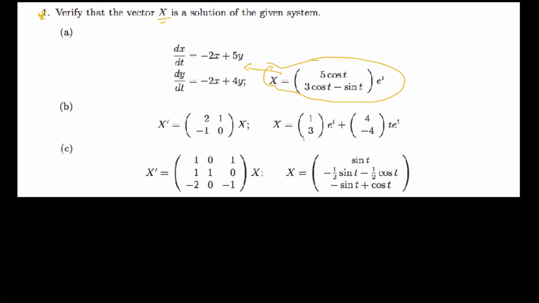linear system here. And then we're also told to verify that the x given here is a solution to this linear system here. We're also told to verify that the x given here is a solution to this linear homogeneous system here. So how we are going to go about it, we're going to start with the first question, which is A, to verify that the x given here is a solution of this linear system here. So let me start with question A.